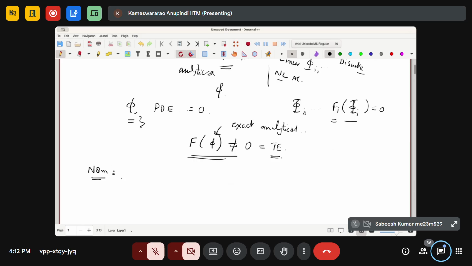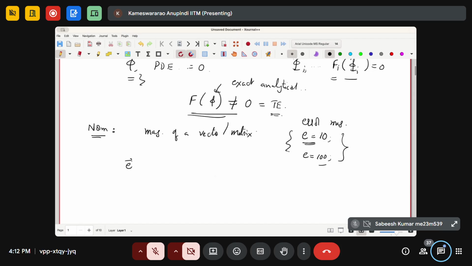So norm is basically a way of finding the magnitude of either a vector or a matrix. If we have only one value, let us say error equals 10, we know that we don't have to calculate any value. We know that this is the magnitude of the error, right? But if I have, let us say, error as a vector, E bar equals 0.1, 10, 0.2, 5, and so on, how do I say what is the value of the error? Because I have several errors. Similarly, I could have these things in a matrix form.